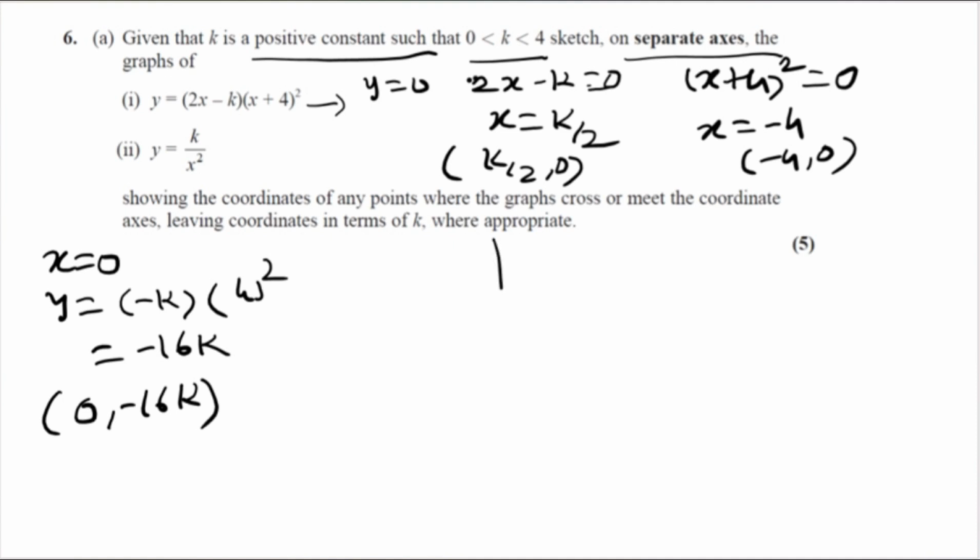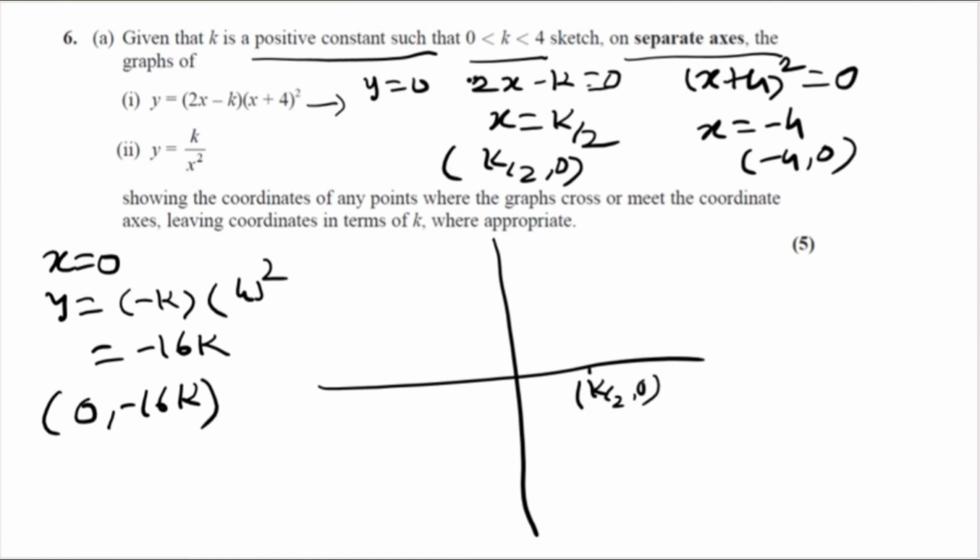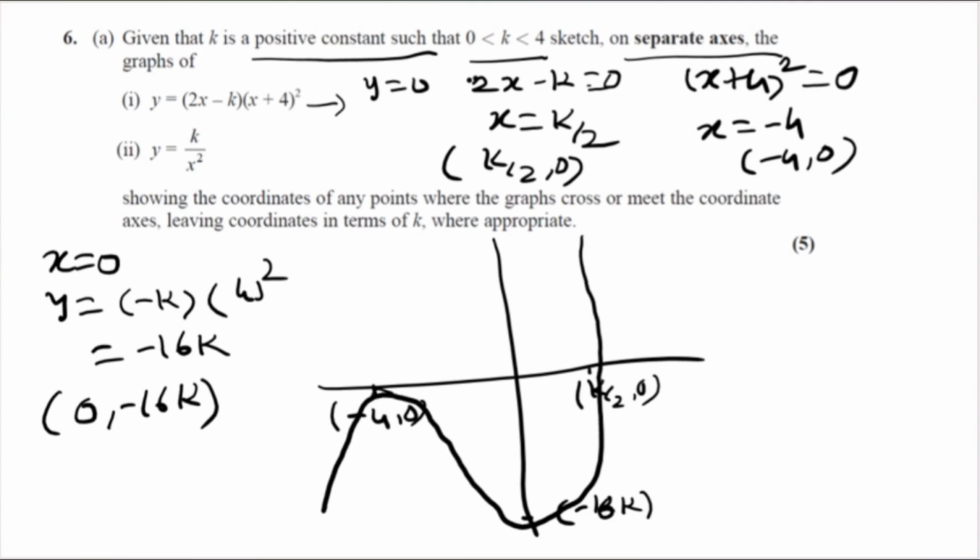So first sketch this graph. This is a cubic graph and it's a positive cubic graph. So our coordinate k over 2 is somewhere here, 0. Our coordinate minus 16k and minus 4 is here, minus 40 we can say, right? Because it's a positive cubic graph, start from here. Okay, so this is how it looks like.